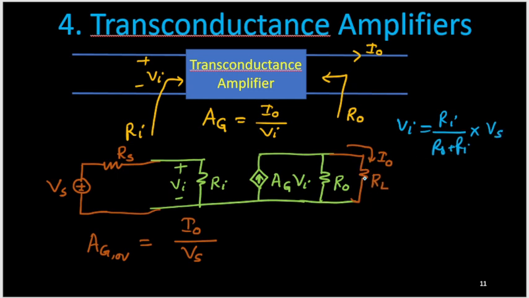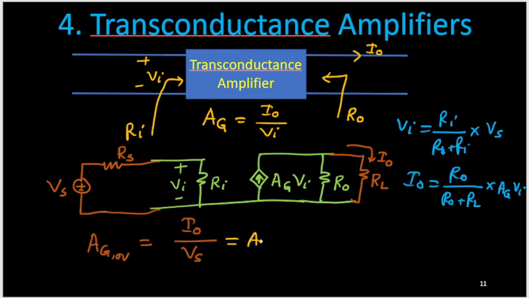Similarly, I naught, in this case, is from a current source dividing through two branches, a current divider. The current through RL is I naught. So this I naught will be the opposite resistance R naught upon total R naught plus RL times the supplied current source, which is Ag times Vi. This Vi you can replace from here, and then you will find the overall transconductance gain.